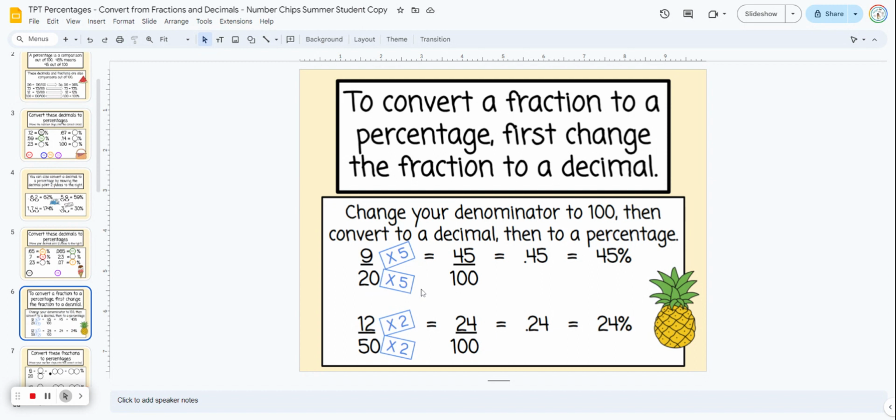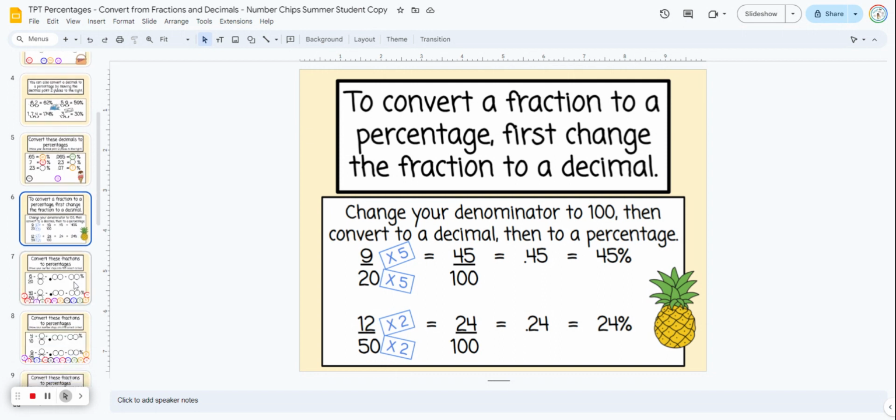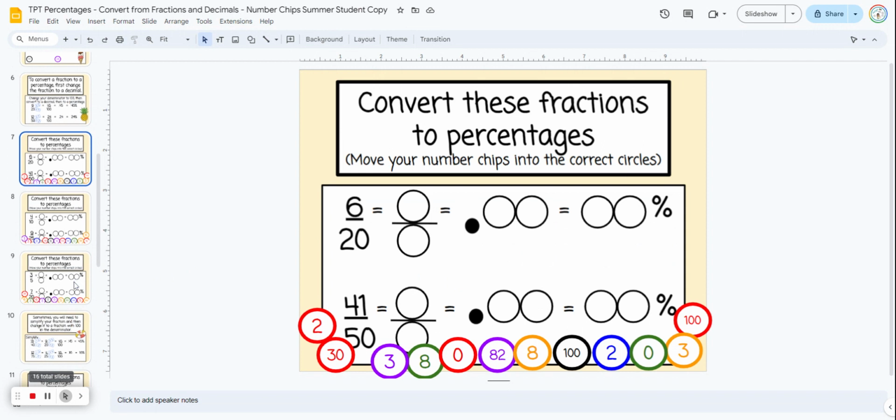So they need to multiply by 5 to get 100 in the denominator. That means they're also going to multiply the numerator times 5. And they get 45 hundredths, which is written this way as a decimal, which is 45%. Same thing here. We're going to multiply numerator and denominator by 2 in order to get 100 in the denominator. So the next slide, students are going to practice that. They're going to practice that on the next 3 slides, I believe, yes.